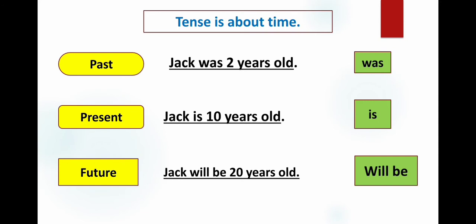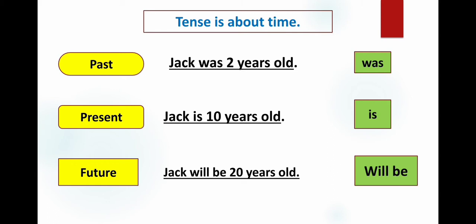Let us learn something about tenses now. So we know that tense is about time. Now let us read the 3 sentences. First one, Jack was 2 years old. So we understand from this sentence that it is telling us about something which has happened earlier. So it is telling us about past. So this sentence is in past tense.